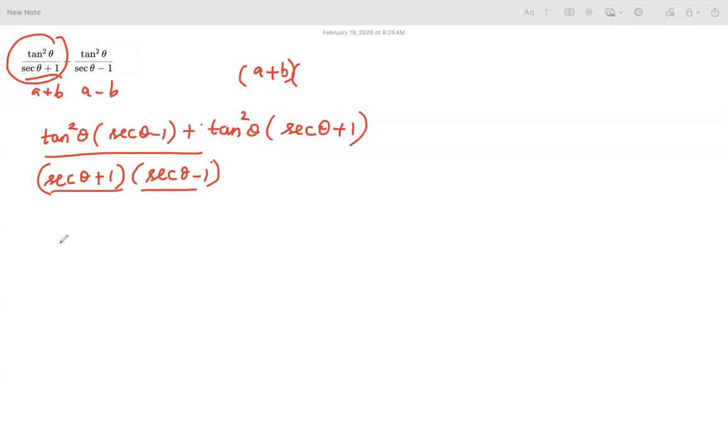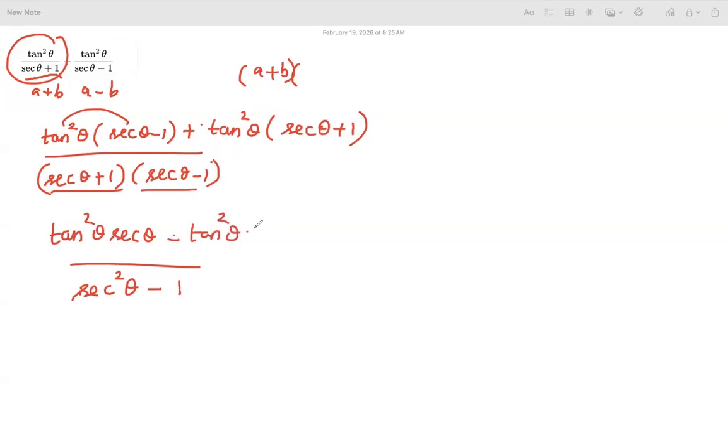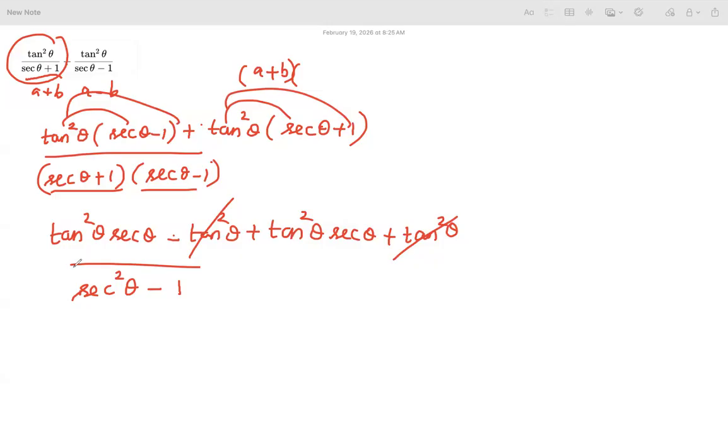What do you do? A square minus b square. Correct? The numerator will be tan square theta secant theta minus tan square theta plus tan square theta secant theta plus tan square theta. This and this get cancelled. I'm just multiplying, distribution. Make sense? Now this becomes 2 tan square theta secant theta.